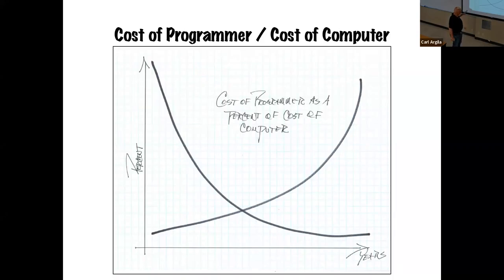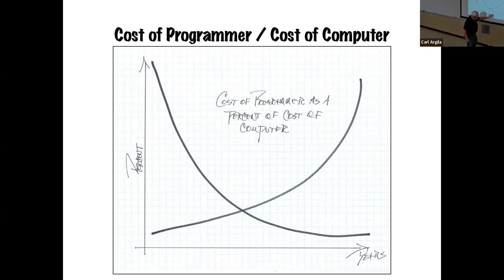My salary as an entry-level programmer analyst on the Apollo project was $10,000 a year. The computer that I was programming cost over $1 million. So for my first job out of college, the cost of a programmer was approximately 1% the cost of the computer.